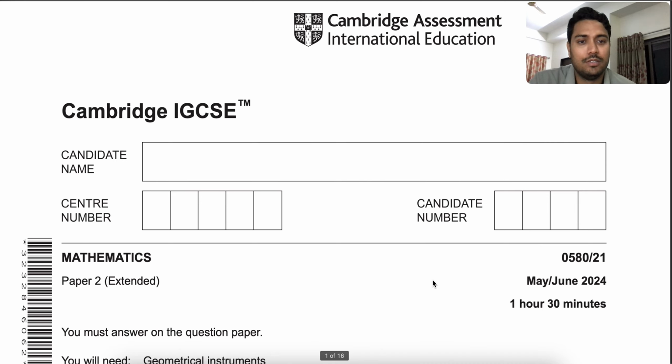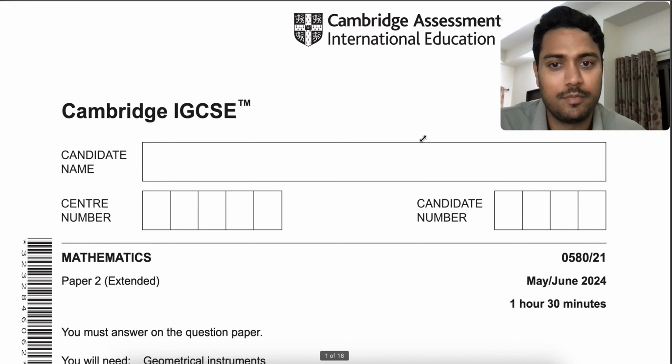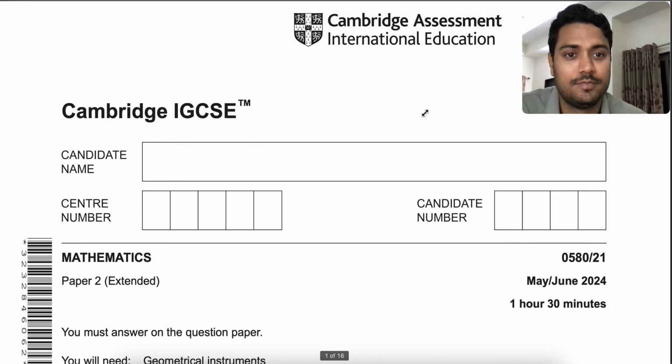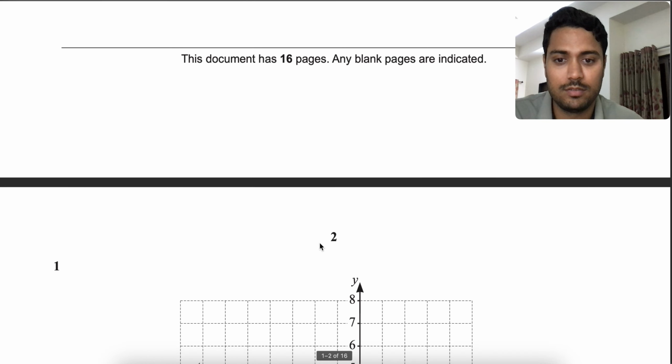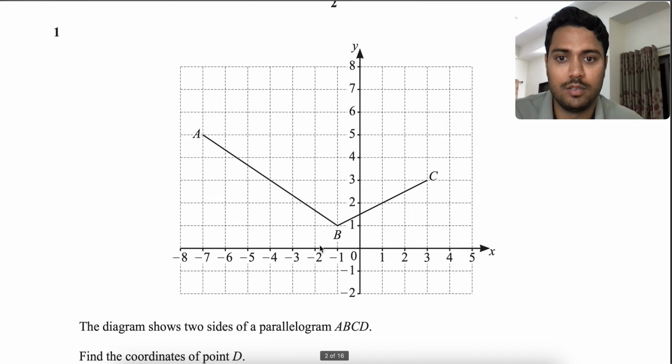Solve Cambridge IGCSE Mathematics paper from latest May-June series, paper 2-1. So without wasting time, let's do some math. Starting from question number 1, let's see what it says.